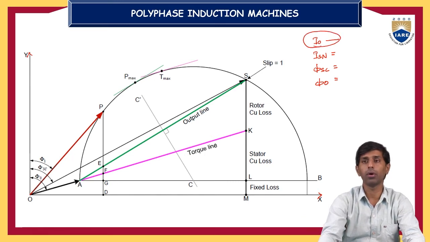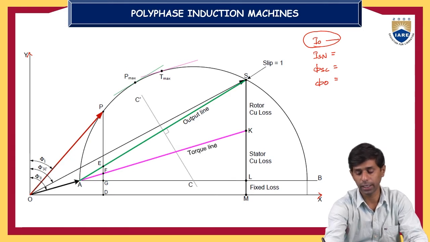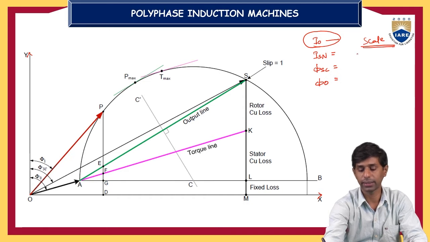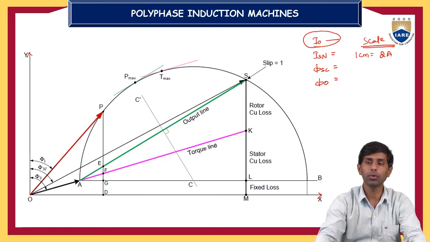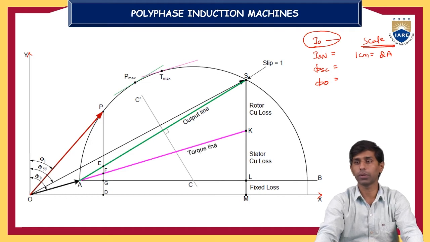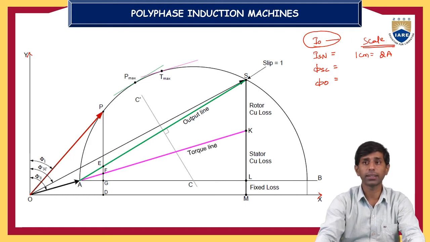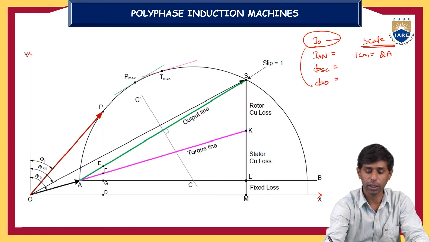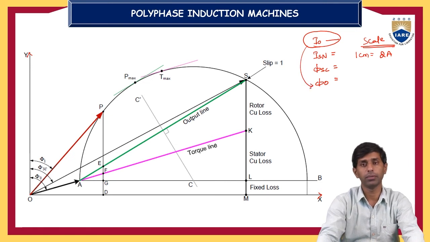First of all, draw no load current vector I naught. Before drawing the no load current vector, you have to write a scale. I am assuming on x-axis 1 centimeter is equal to 2 ampere, for example, or 1 unit of the x-axis is equal to 2 ampere. Let us now draw the I naught current vector, that is no load input current vector, from the origin with respect to the y-axis with an angle phi naught, that is no load phase angle between V naught and I naught.